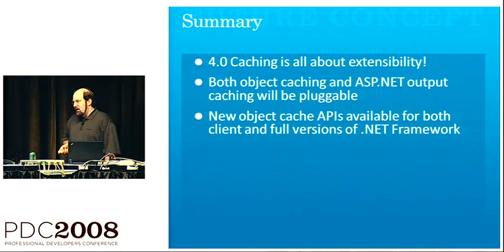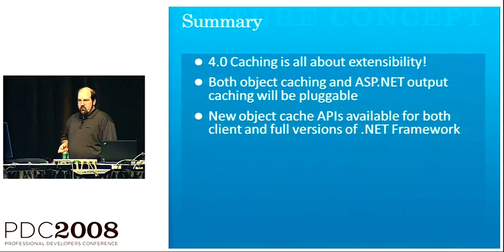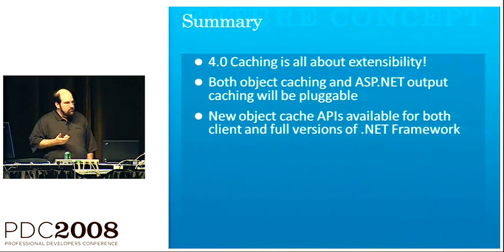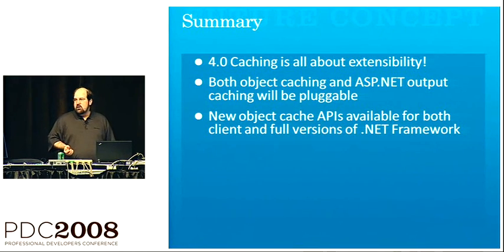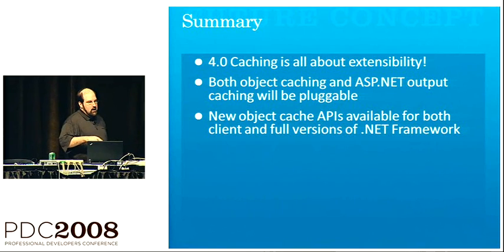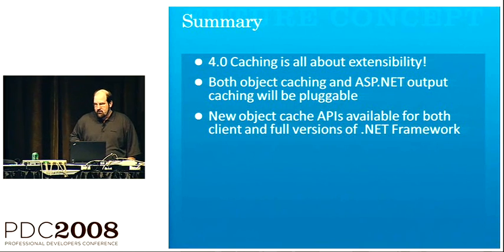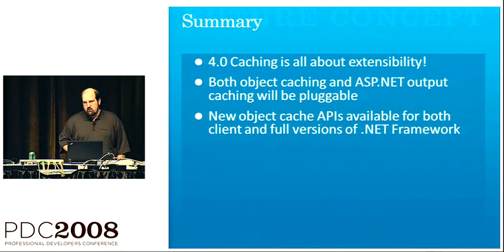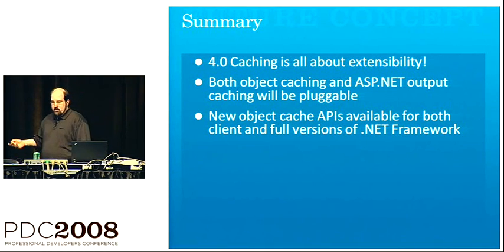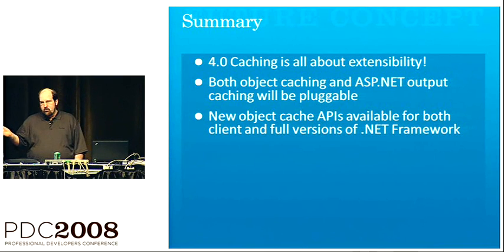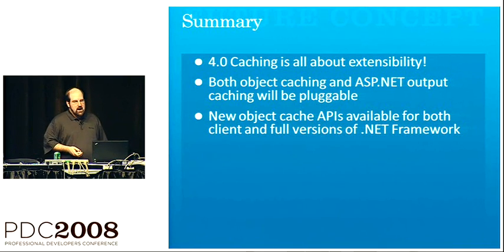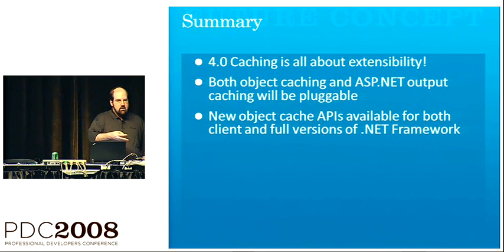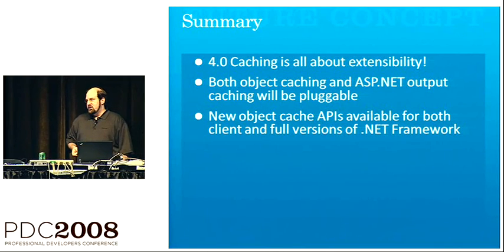So, to close things out, hopefully you get the idea that the top-level point, and the most important thing we're trying to do here, is make sure that both object caching and output caching are pluggable. And that's not just for us at Microsoft to write stuff, it's for you to play around with, buy, or try out, whether it's open source or not, different kinds of caching implementations. So the idea is everyone can be a first-class citizen and play both inside of object and output caching.